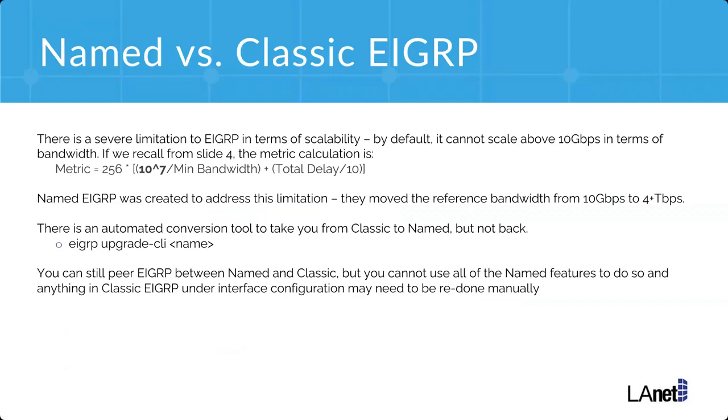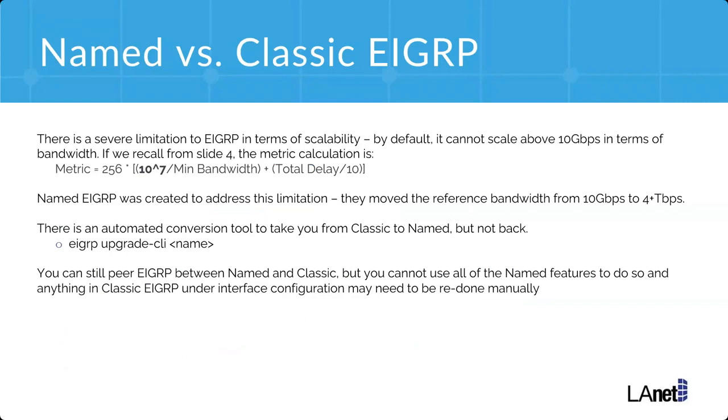How do I deal with that? Because in classical EIGRP, I just couldn't. If I had a 20 gig link and a 10 gig link, they were just two 10 gig links and I load share them. So named EIGRP was invented. They added this thing called wide metrics, which scaled the reference bandwidth, that 10 to the 7th number. We scaled it out from 10 gigabits to over 4 terabits per second.